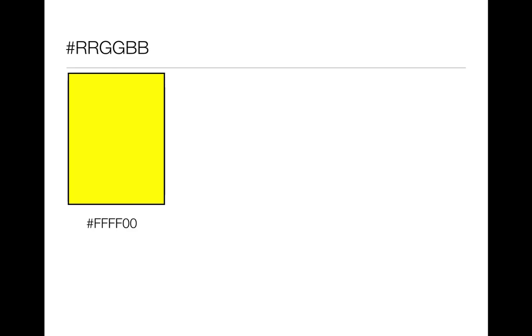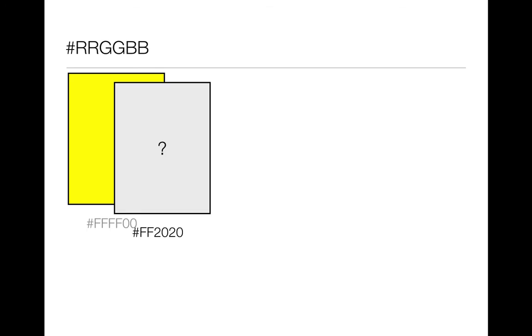Looking at this here, we have FFFF00. So the red and the green are cranked up fully, and there's no blue. So you can see that it's bright yellow. So up the back there, what do you think this one might be?